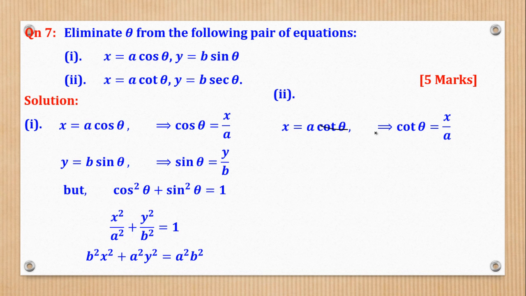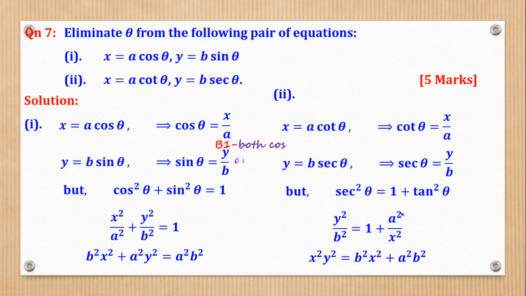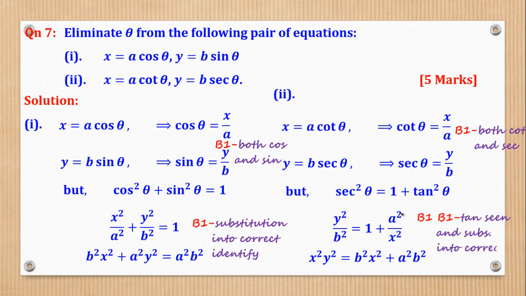For the next one, cot, make it the subject, becomes x over a. Sec, make it the subject, becomes y over b. Then I remember the identity that sec squared theta is equal to 1 plus tan squared theta. Then I'll substitute for sec and for tan. Tan is the reciprocal of cot. So that's why I get this here. Multiply throughout by the LCM to get that, and we have eliminated theta. And basically that's what they wanted.